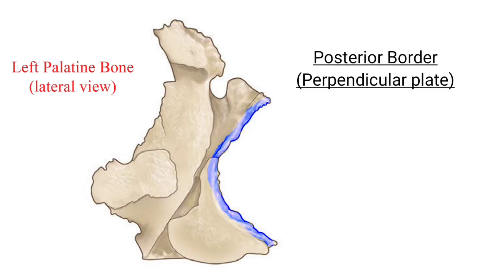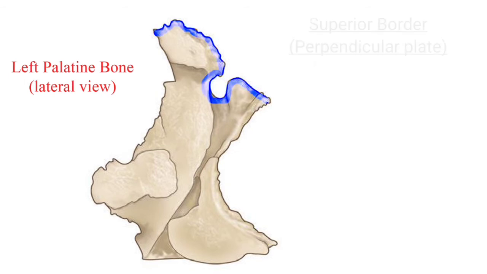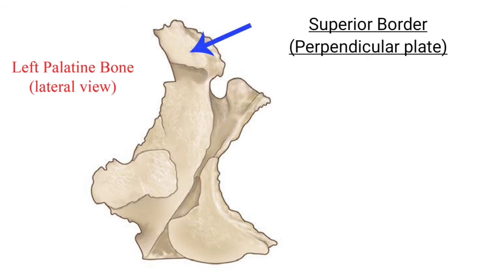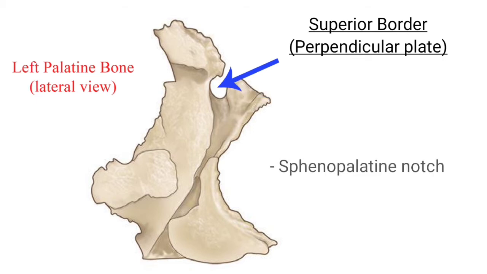The posterior border articulates with the medial pterygoid plate. It is continuous above with the sphenoid process and below with the pyramidal process of palatine bone. The superior border carries the orbital process in front and sphenoidal process behind, separated by the sphenopalatine notch.